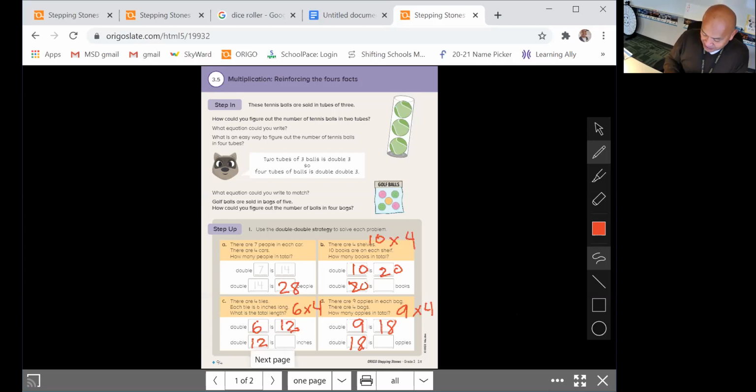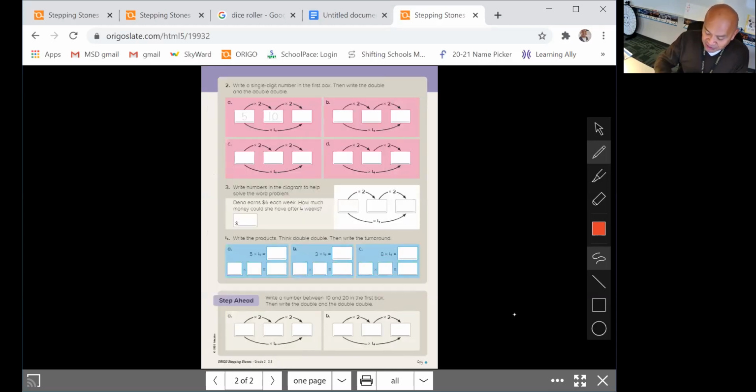Okay. Let's go to the next page. I'll show you how to do it. So this is kind of what we were doing earlier. We're going to double the 5. Double 5 is 10. And I'm going to write it just so you can see it better. So double 5 is 10. Double 10 is 20. And that's just saying 5 times 4 is 20.